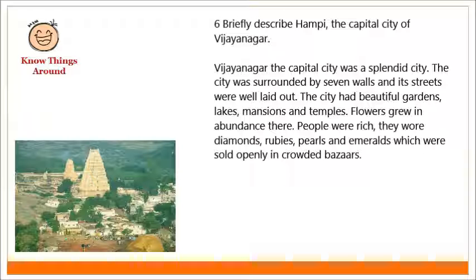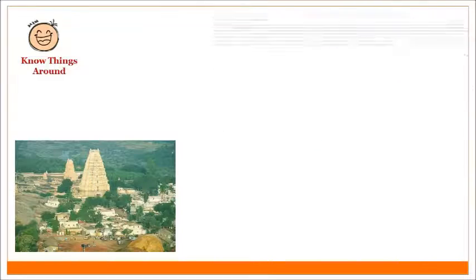Briefly describe Hampi, the capital city of Vijayanagara dynasty. Vijayanagar, the capital city, was a splendid city. The city was surrounded by 7 walls and its streets were well laid out. The city had beautiful gardens, lakes, mansions, and temples. Flowers grew in abundance there. People were rich. They wore diamonds, rubies, pearls, and emeralds, which were sold openly in crowded bazaars.